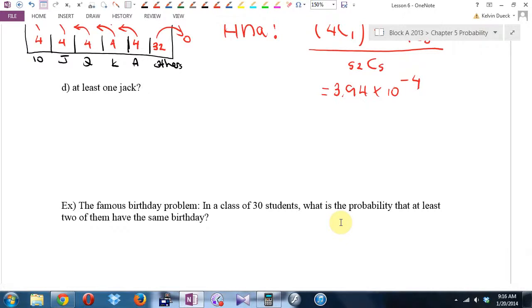At least one jack. What does at least one jack mean? Can we have 5 jacks? Okay. And I would have no problem if you went 1 or 2 or 3 or 4, but I'm going to say, you know what?